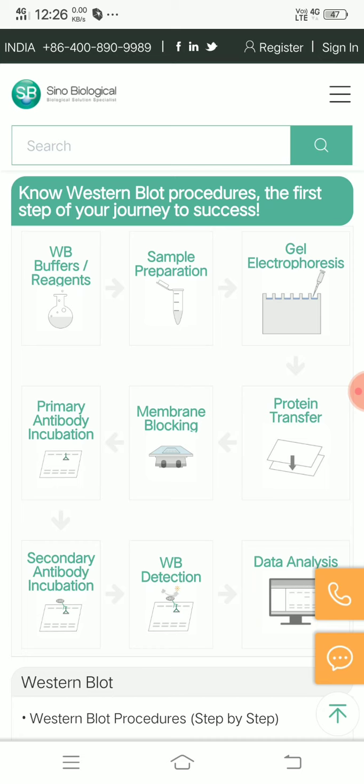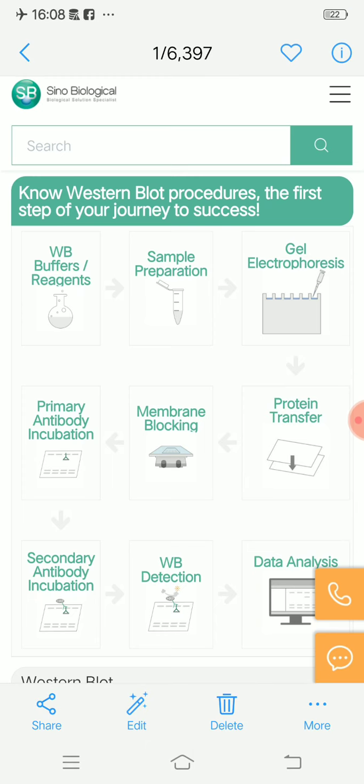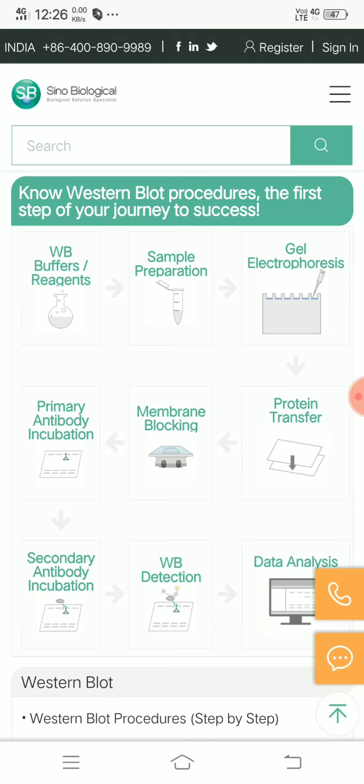After blotting, what do you have to do? Primary antibody incubation, with the primary antibody complementary to your antigen, and then secondary antibody incubation. Then Western blotting detection, meaning just color change or autoradiograph, and then you have to do the data analysis. Yes, this is all about Western blotting. Thank you.